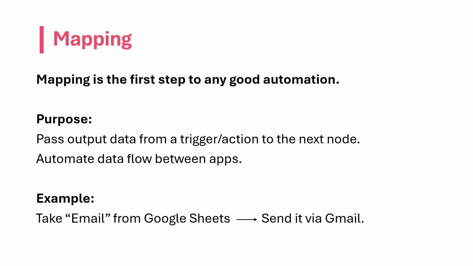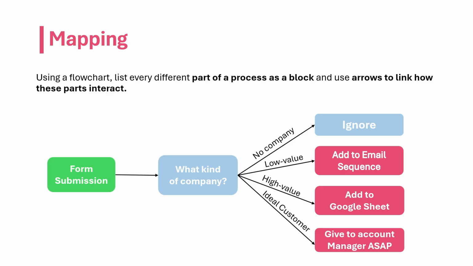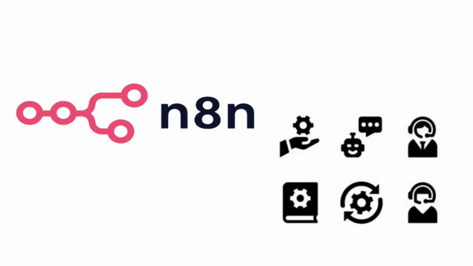So here is how mapping actually works. By using a flow chart, you list every different part of a process as a block. Here we see form submission, what kind of company, then all the rectangular structures. These are all blocks, and we separate or link them with the help of arrows that show how each and every block, that is, each rectangular shape, interacts with the others. So this was the basics of the n8n no code automation workflow.